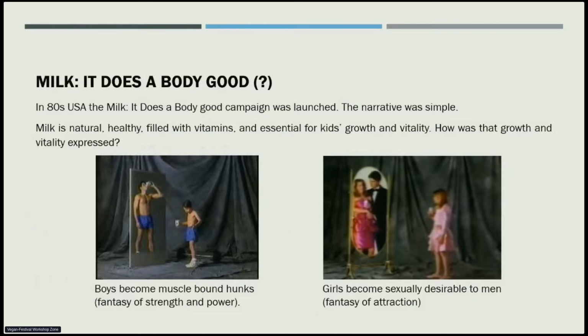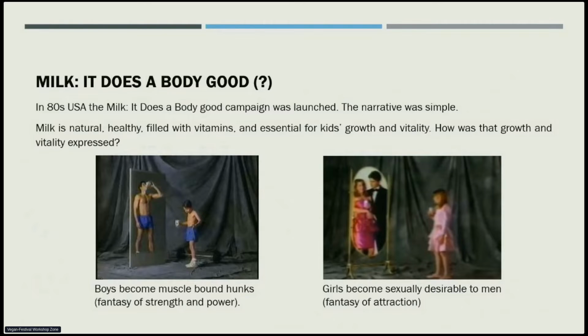And the way they expressed that growth and vitality was having kids drink milk and start to grow up into adults in the adverts. Now, the boys grew up to be muscle-bound hunks, really strong and athletic, and this real fantasy of strength and power. In the adverts here, we've got a girl in a pink dress, and in her mirror, she's an adult with a husband. So girls became sexually desirable women that were consumed by men. So there's the fantasy of attraction.